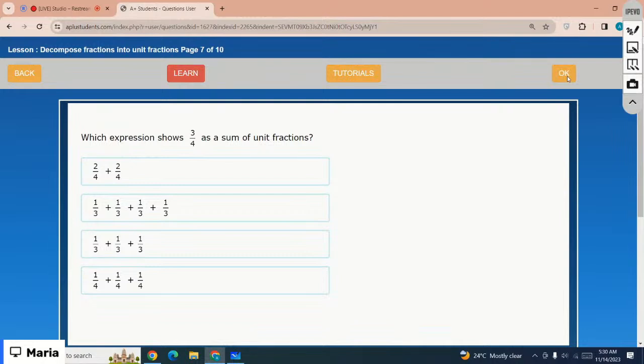Which expression shows 3 by 4 as a sum of unit fractions? So which is the correct option? Yes, the correct option is the last one, 1 by 4 plus 1 by 4 plus 1 by 4. D is the correct option. Okay, you can complete the lesson by yourself later today.